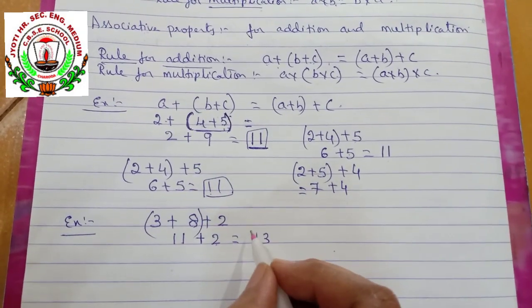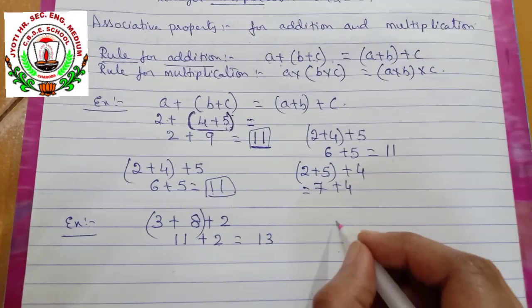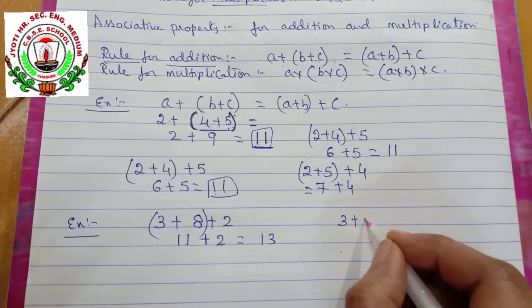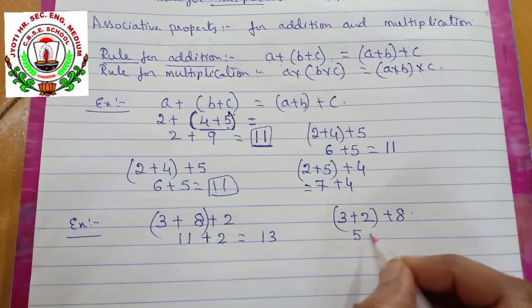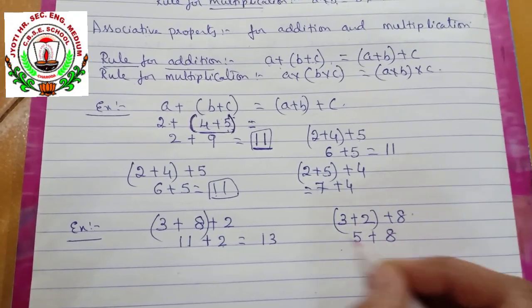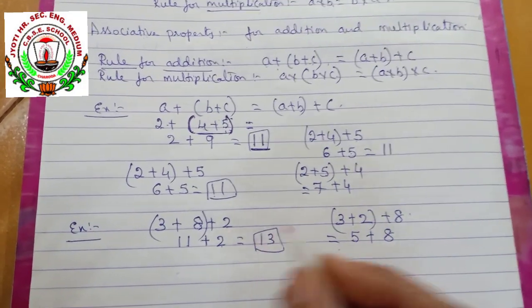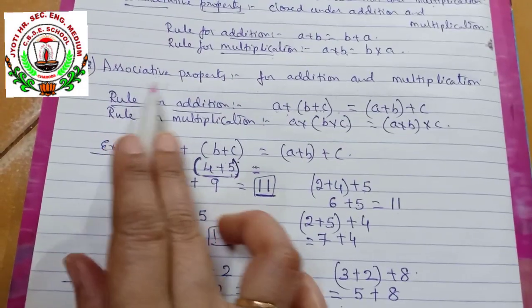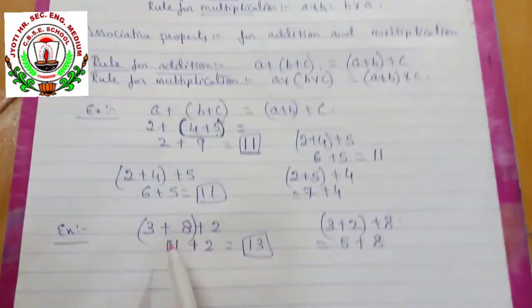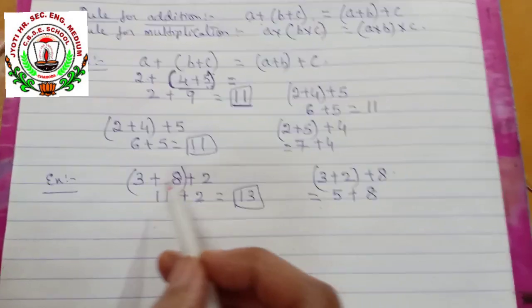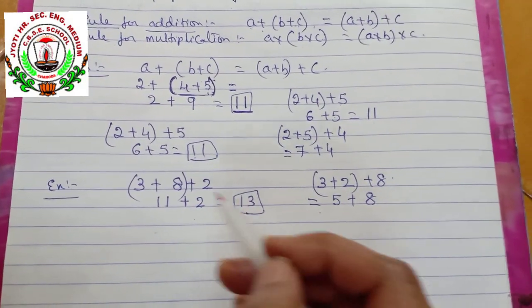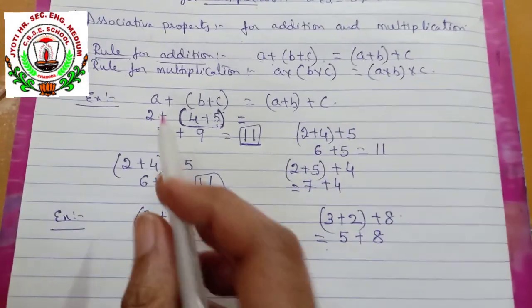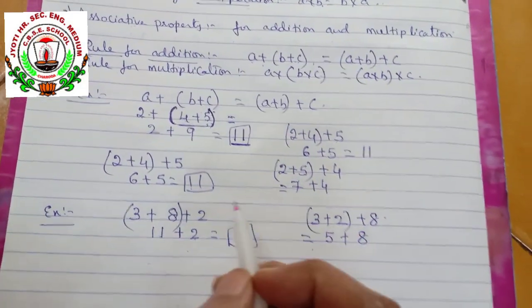When I interchange the numbers here and there, that is when I add 3 plus 2 first, plus 8. 3 plus 2 is 5. 5 plus 8 is also 13. This is the associative property for addition. So it means that I can add any two numbers in my way and the answer is going to be the same. This is your associative property for addition.